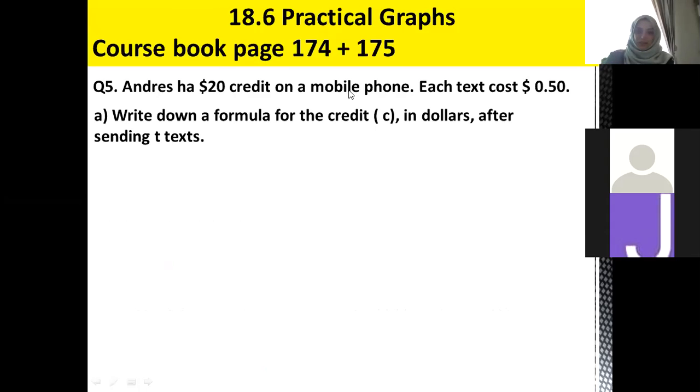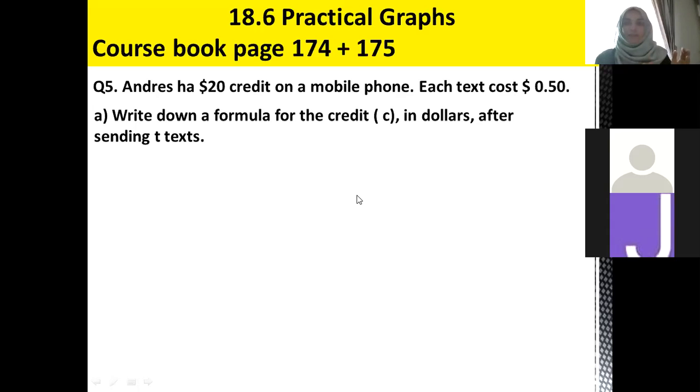Yes, teacher. So C equals 0.5 times t. Okay, but I want to ask you a question. You told me the cost equals 0.5 times t. This is the cost of what? The cost of the text messages. But we have to subtract it from what? From the total credit he has.